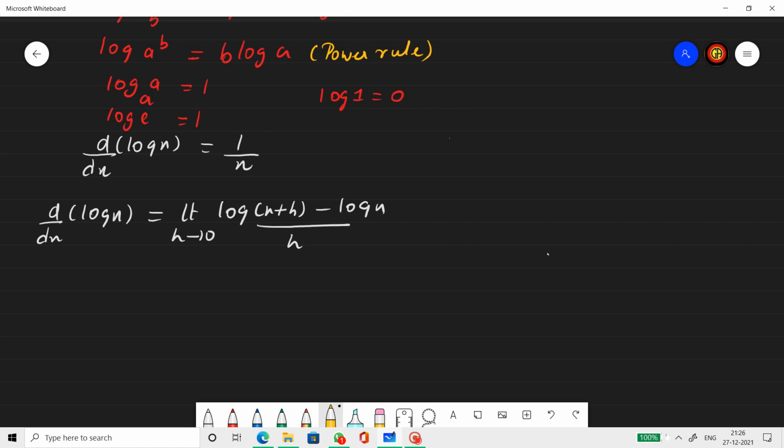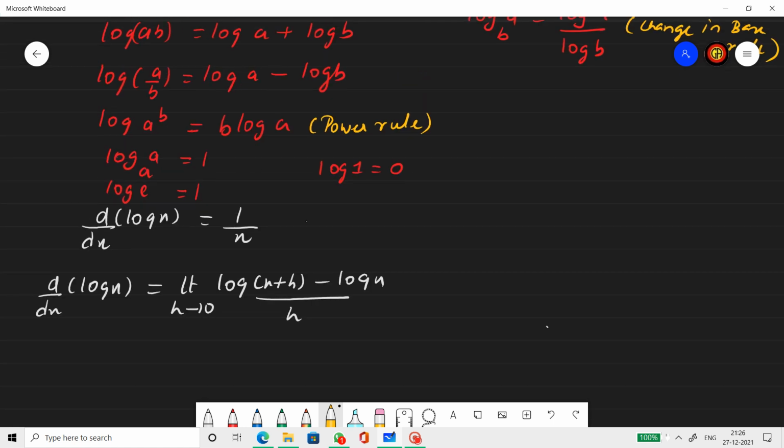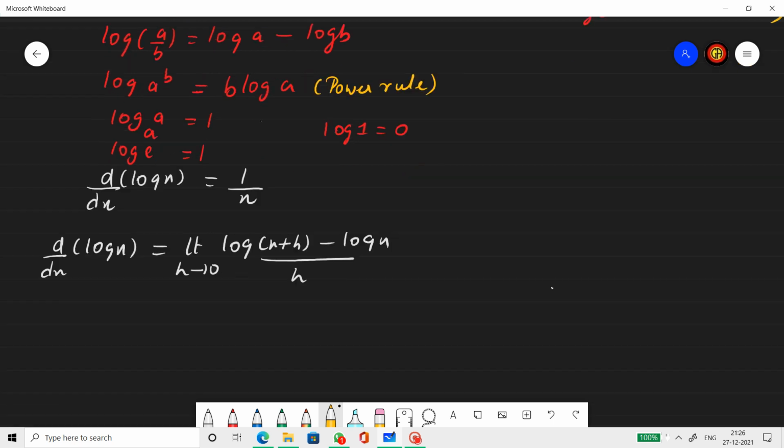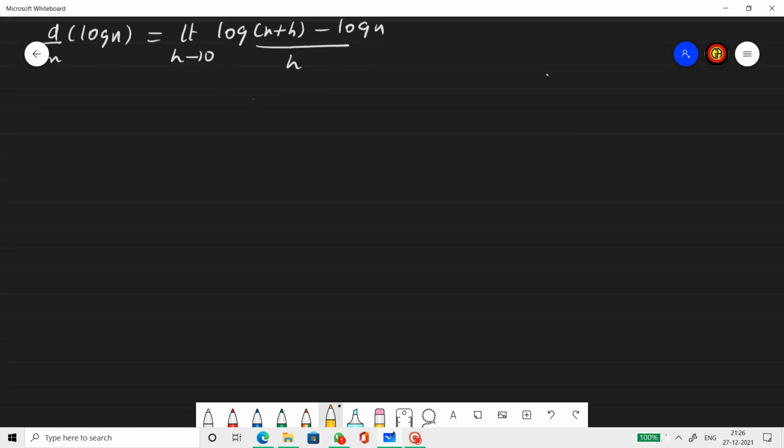So here I am going to use a few of the rules. As you can see, the numerator is log A minus log B, which is in this form. Log A minus log B is log A by B. So I am going to write this as log of A by B.